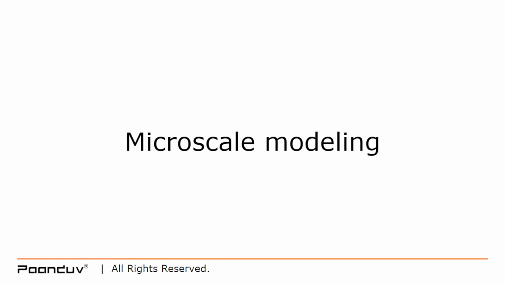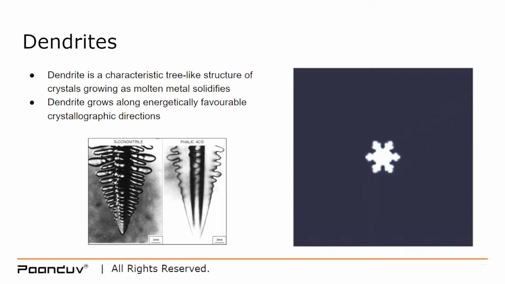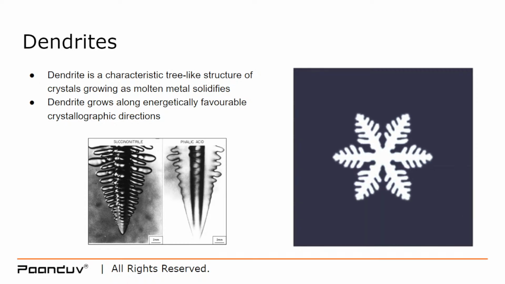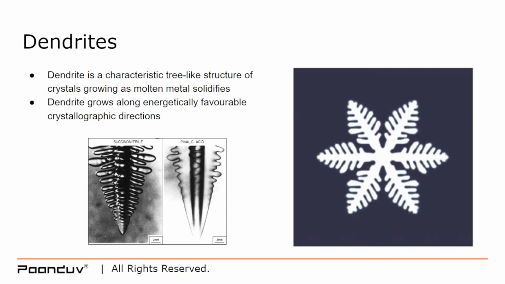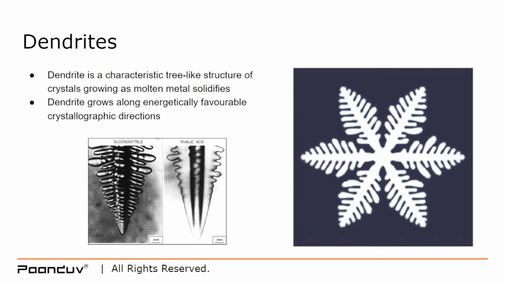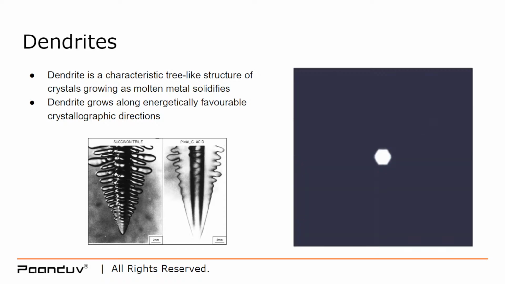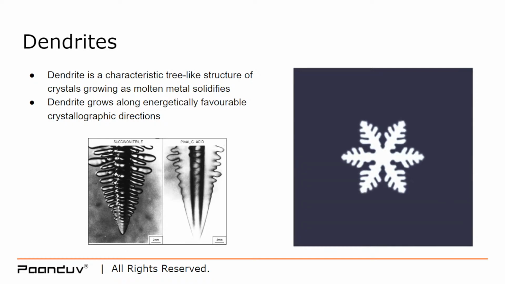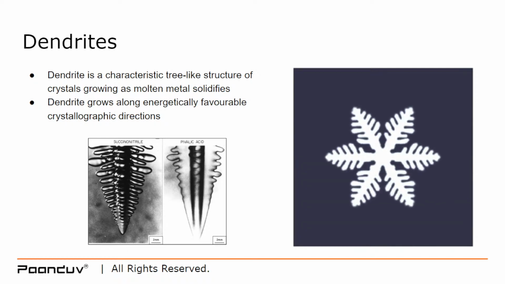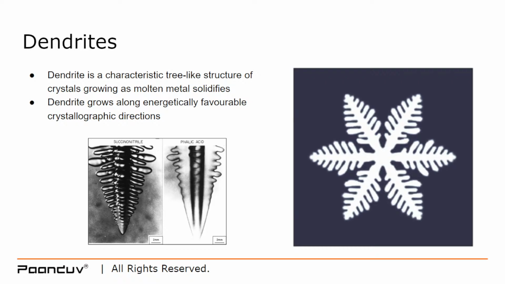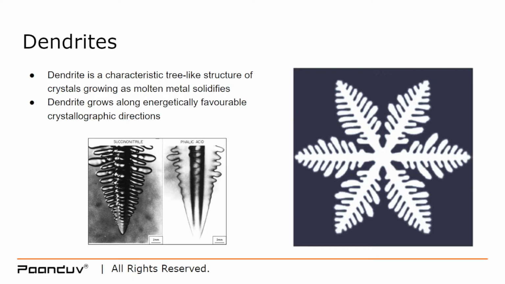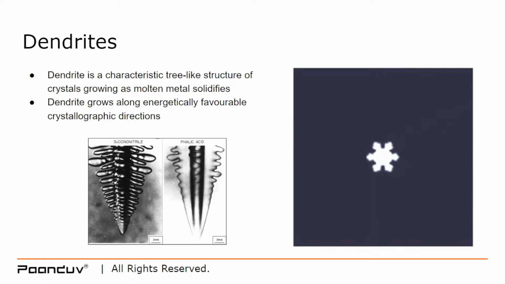Okay. Moving down further to microscale, and now we are getting into the micrometer regime. We are going to discuss dendrites. Dendrites are a characteristic tree-like structure of crystal growth, and they specifically grow in the directions which are energetically favorable to the growth of the dendrite. What we see in the little GIF on the side is the growth of dendrites.